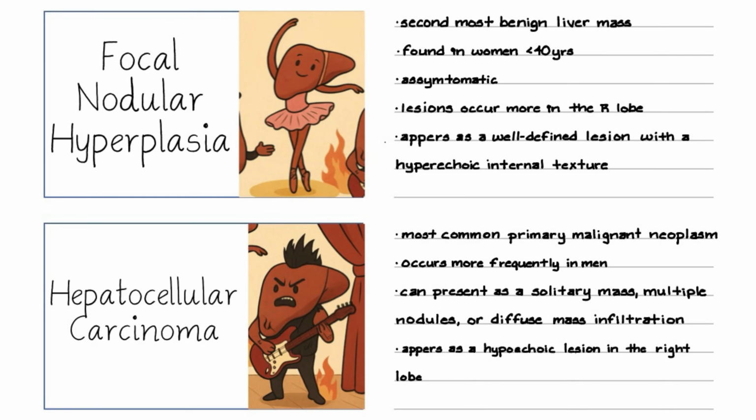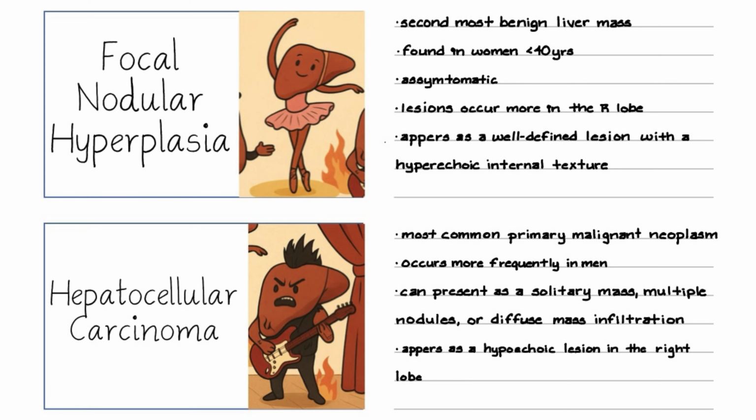And lastly, I did the hepatocellular carcinoma, which is like a rock star guy, and that reminds me that it occurs more frequently in men, and it's malignant since rock stars are typically pretty hardcore. I imagine them on stage doing unpredictable things, which is why it can present as different things such as a solitary mass, multiple nodules, or diffuse mass infiltration.